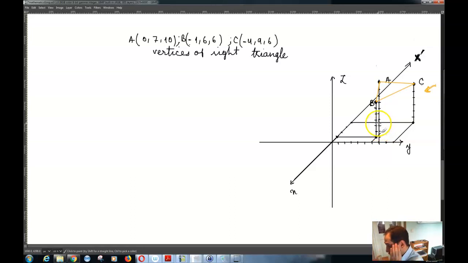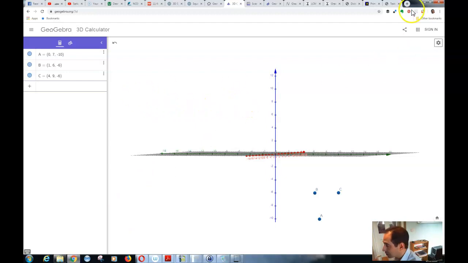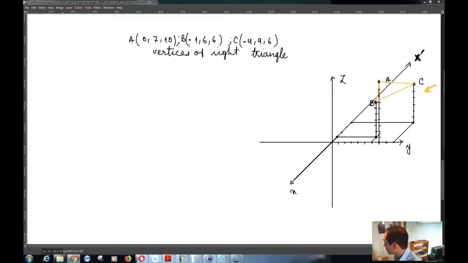So that is our problem right now, but I can pretty safely assume that this must be a 90-degree angle, probably. Now, again, the best tool that we have right now is basically this.